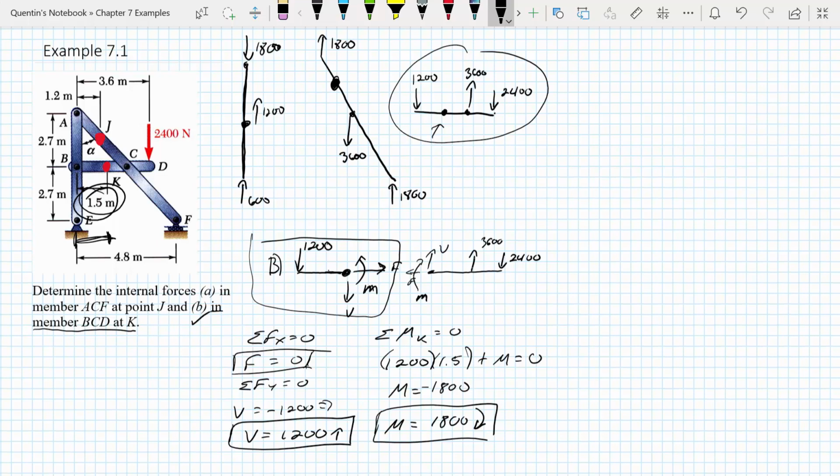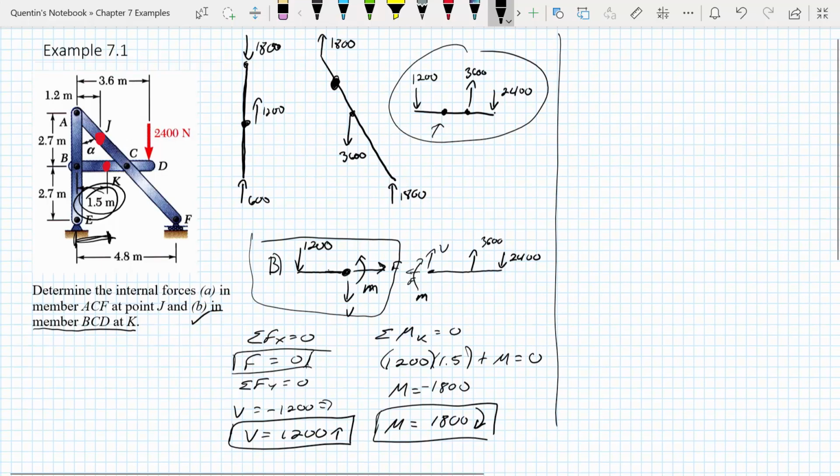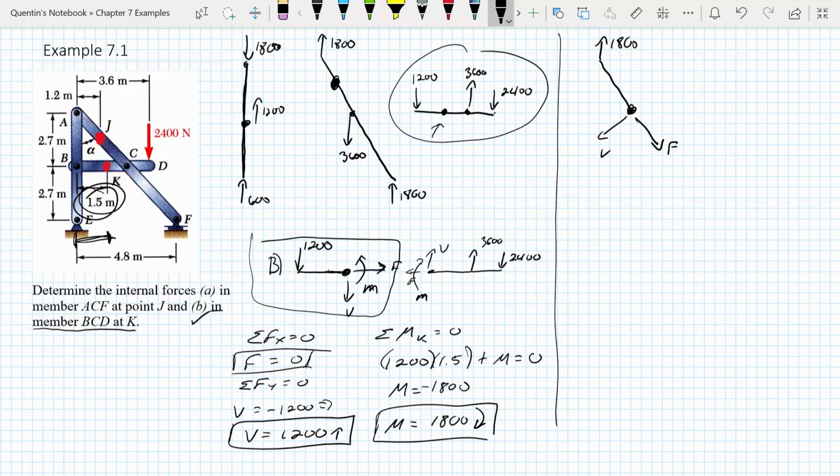Excuse me. On this other member, so now let's look at that. We're just going to do the same thing. I'm going to draw a little line here and break this one up right here. So here, I have 1800. Now when I break this, I'm going to have my force, my V, and my moment.